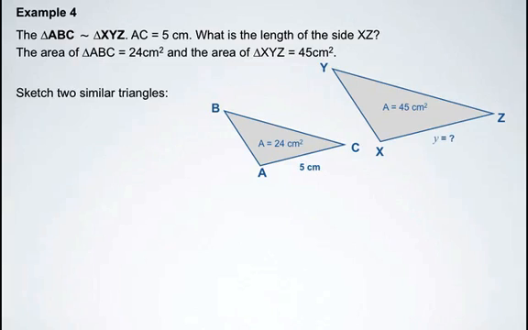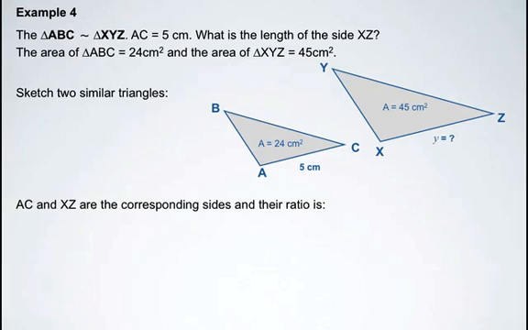And remember that we're asked to find out the length of side XZ, and we'll call that y because it's across from angle Y or vertex Y, so we'll call it little y. Now remember that AC and XZ are the corresponding sides, and therefore we can write their ratio as being AC over XZ, or if we sub in the values that we know according to the illustration, that's 5 over y.